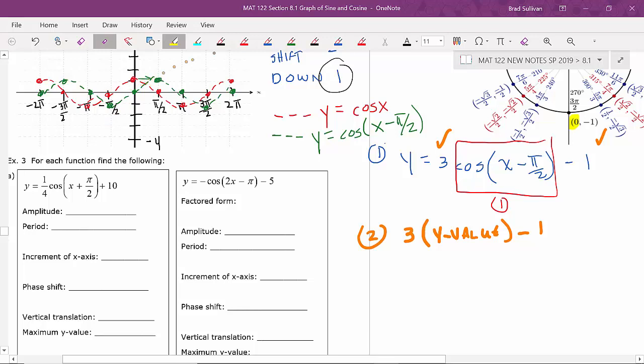So I want you to focus on the green graph and focus on just these points right here. Okay, focus on their y values.